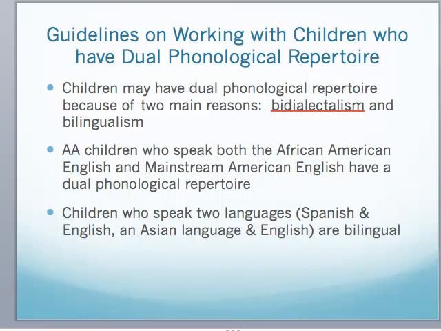Finally, in the last slide, here are some guidelines that we should consider when working with children who have a dual phonological repertoire. Children may have a dual phonological repertoire for two main reasons: there could be two dialects, which is called bidialectalism, or bilingualism. African American children who speak both African American English and mainstream American English have a dual phonological repertoire. Children who speak two languages, such as Spanish and English, or an Asian language and English, are considered bilingual. They have two languages. African American English and mainstream American English really are the same type of English, but there are some phonological differences. But there are more differences because of the languages in other areas, like Asian and Spanish.